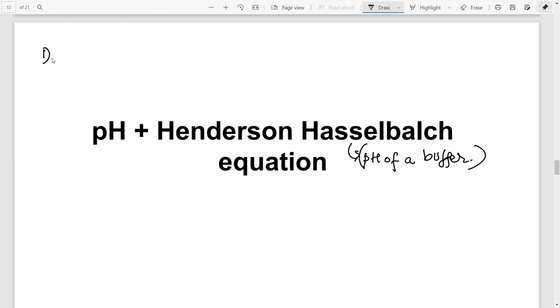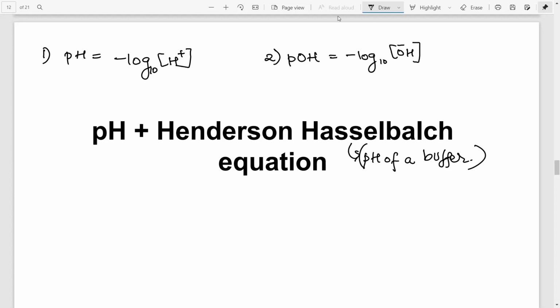So the first formula that you need to know is that pH is nothing but the negative log of H plus ions. So negative log to the base 10 of the concentration of H plus ions is pH. What is pOH then? pOH is the negative log to the base 10 of the OH minus ion concentration. So this is pH and pOH. Now what is the relationship between pH and pOH? The relationship is that pH plus pOH is equal to 14. This is something you need to remember.